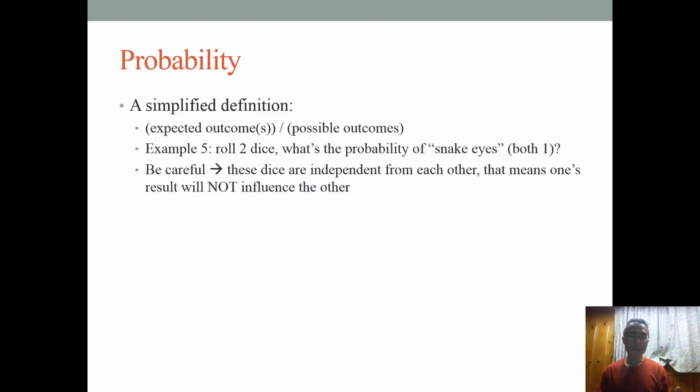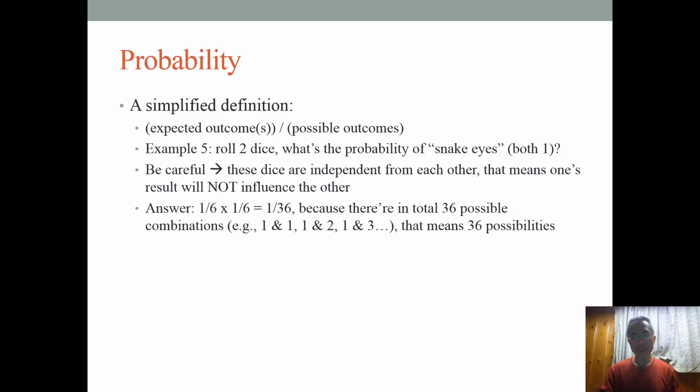I have some really smart students say, "Oh, it should be 1/6 for one and 1/6 for the other. So we just add them up together." That is 1/3. That's wrong. The answer should be 1/6 times 1/6, which equals 1 out of 36, because there are in total 36 possible combinations. 1 and 1, 1 and 2, 1 and 3, and so on and so forth. That is 36 possibilities, and we are asking for only one of them.